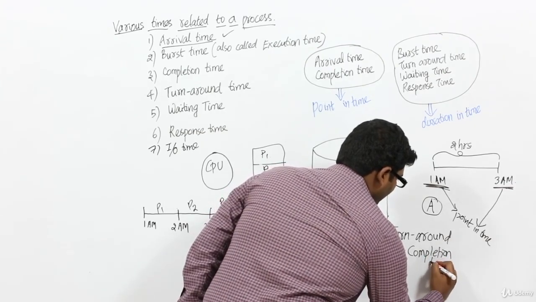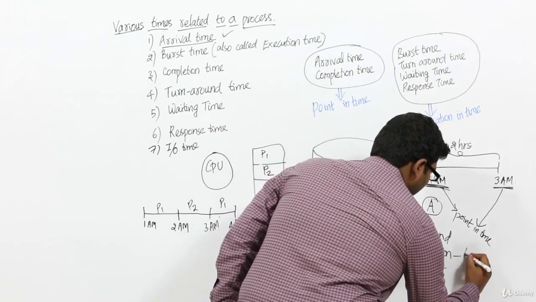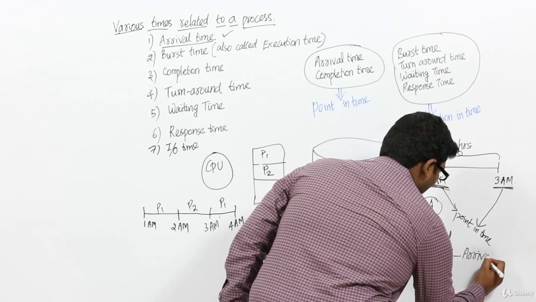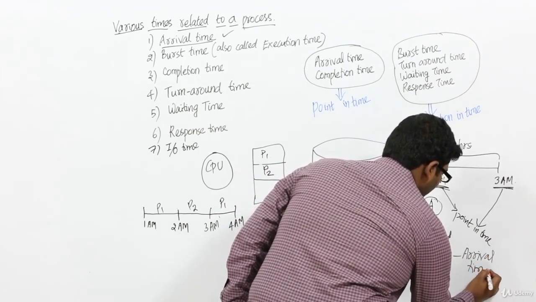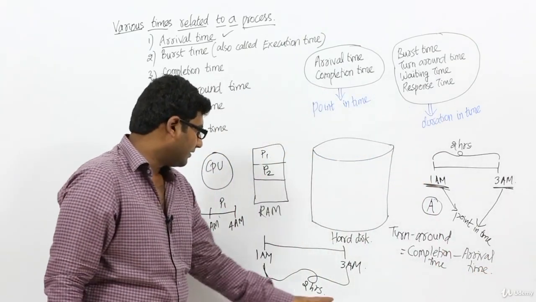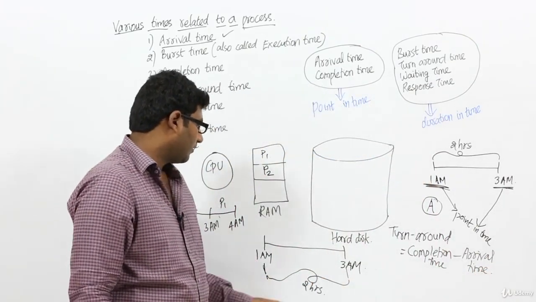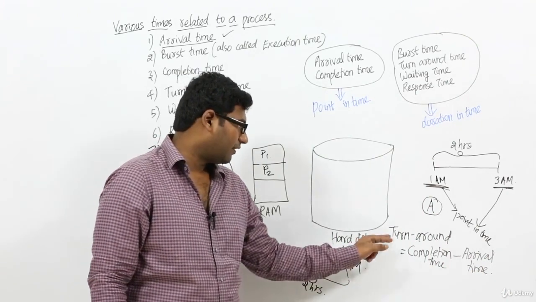Completion time minus arrival time. Okay, which means here it is 3 a.m. minus 1 a.m. It is nothing but 2 hours. Okay, the turnaround time is 2 hours.